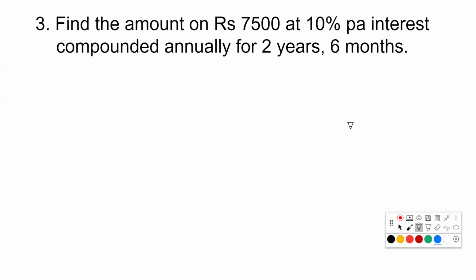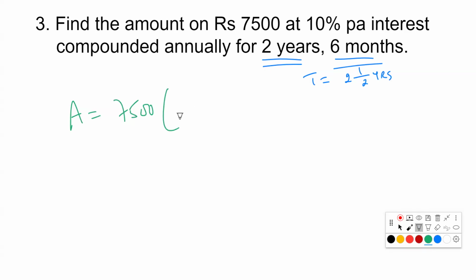Find the amount on rupees 7,500 at 10% per annum interest compounded annually for 2 years, 6 months. So there is a fraction in time. So time you can treat it as 2.5 years. Can I write 6 months as half year? So you have learned how to apply this. So for the amount, carefully observe now. First 2 years, no change. Principal into 1 plus r by 100 power 2 years.